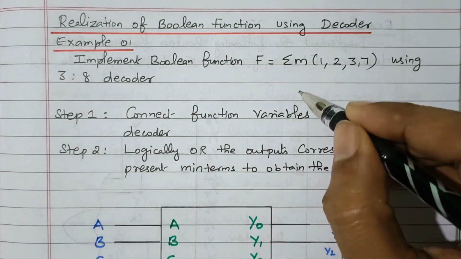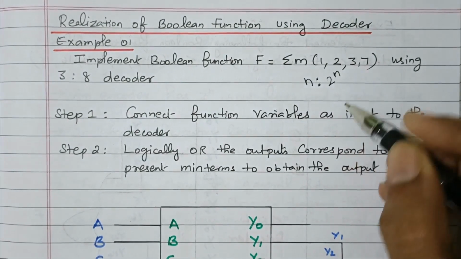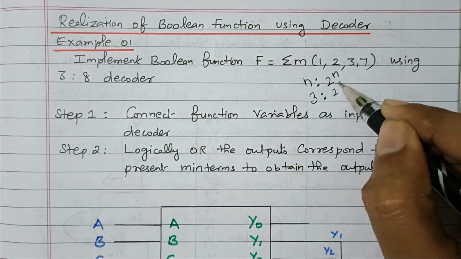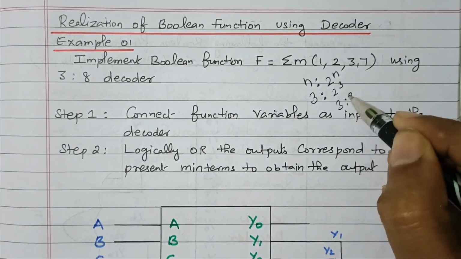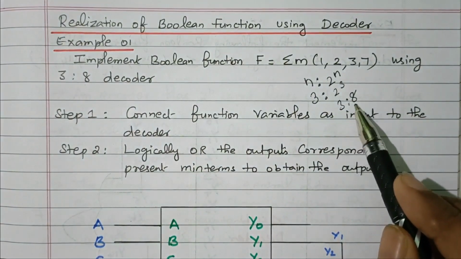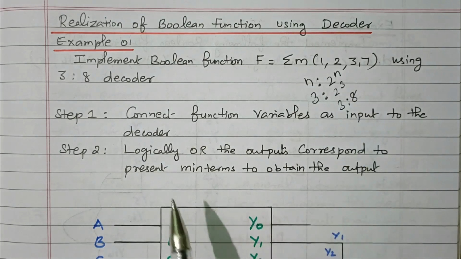We know that decoder is a device having n input and 2 to the power n output. Here 3 inputs are available, 2 to the power 3, that is 8 outputs are available. So up to 7 is there. So definitely we need 8 different outputs, 3 digits with 8 different outputs, right?